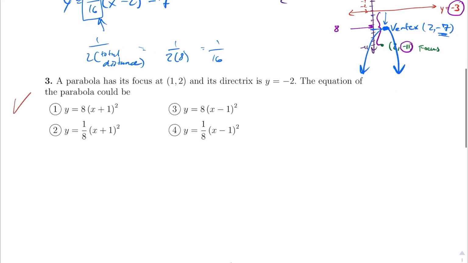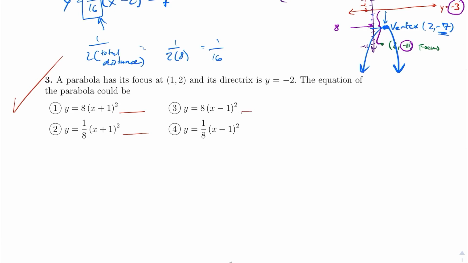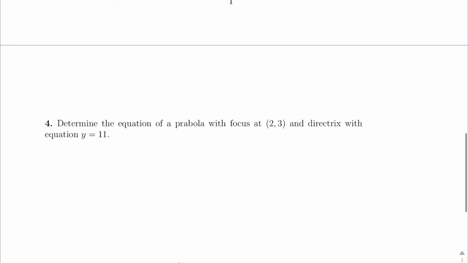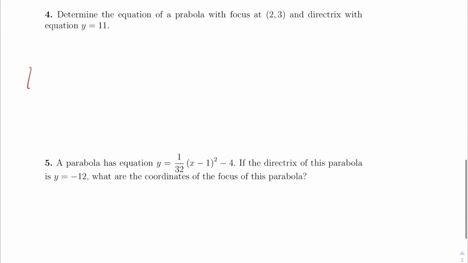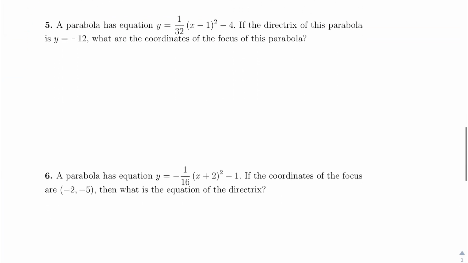Alright, choice 3 is really similar, so hopefully you guys can figure this one out. There is an interesting twist about the location of the vertex, which hopefully you'll be able to figure out. Number 4, you're also going to figure out. Number 5, let's figure this one out together.